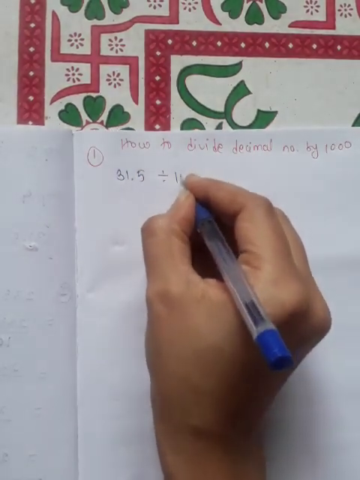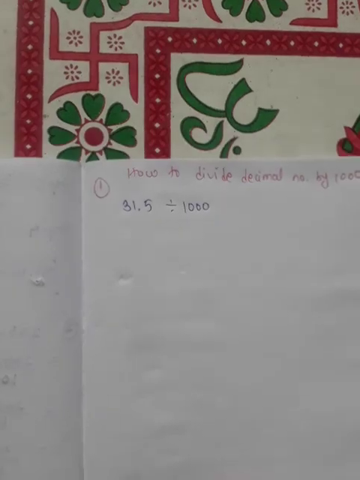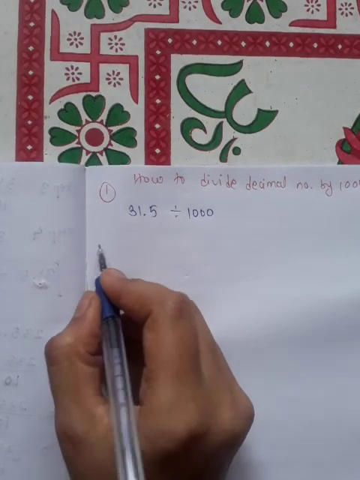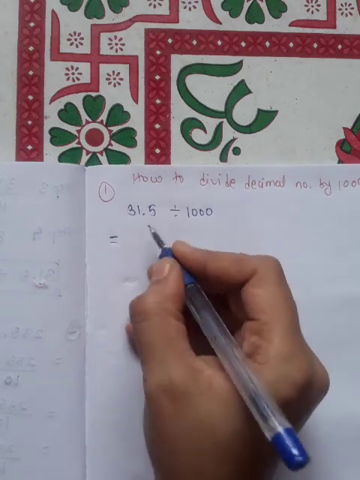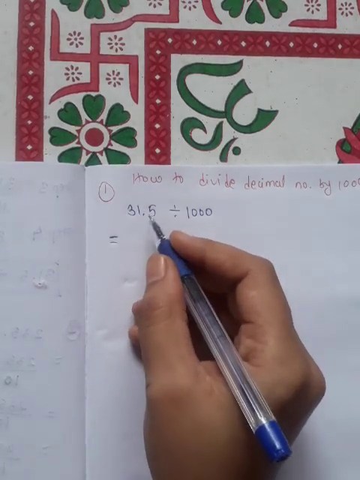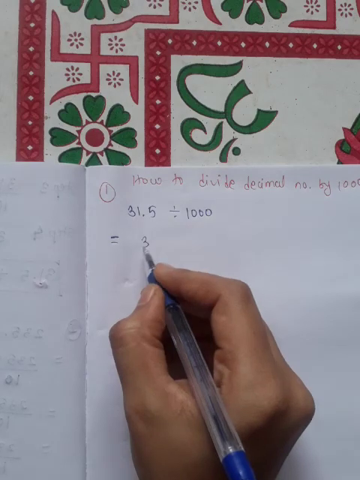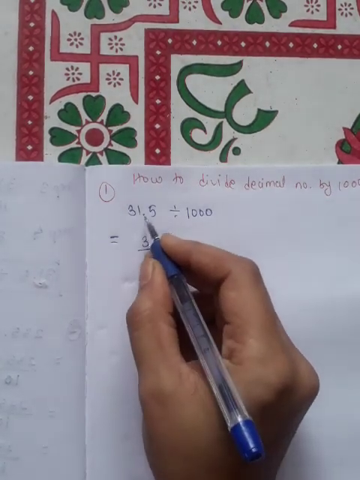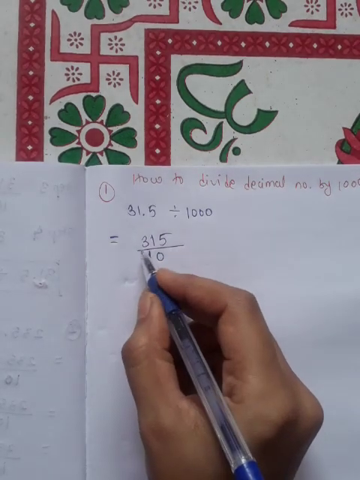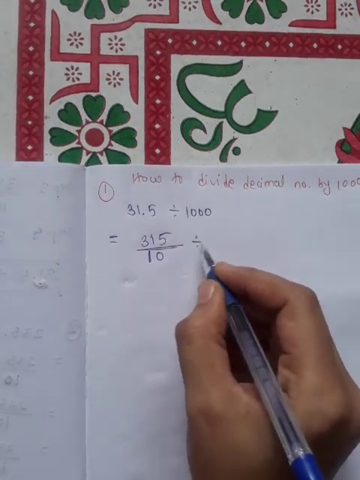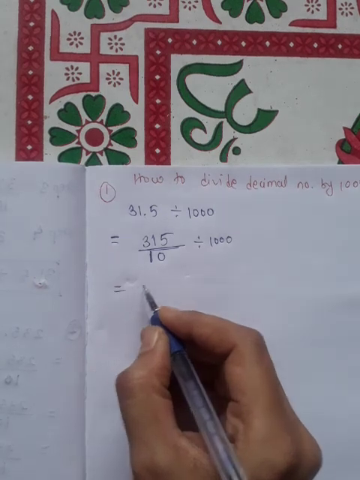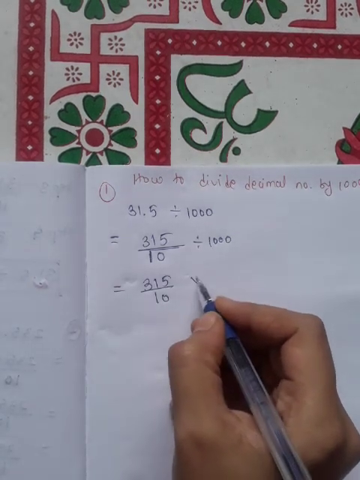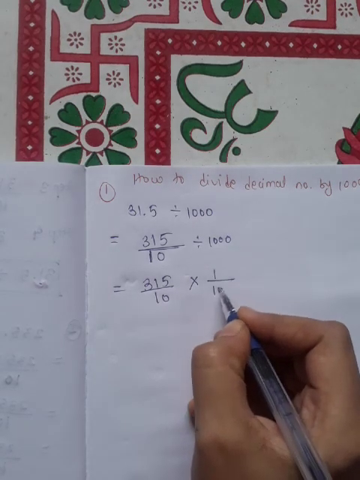31.5 divided by 1000. So when we divide a decimal number by 10, 100 or 1000, first write this decimal number in terms of fraction. So 31.5 can be written as 315 by 10. After the decimal point there is 1 digit, that's why the denominator is 10. Now write the first fraction as it is, replace the division sign by multiplication, and write the reciprocal of 1000.